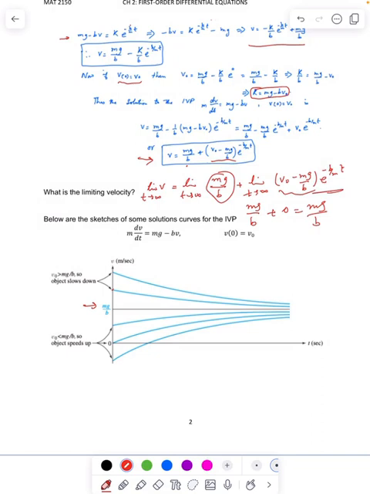Okay, so this is what you have to remember, how we gathered the information and came up with the solution. We came up with the differential equation for the velocity, and then we found the velocity. That's all for this section.